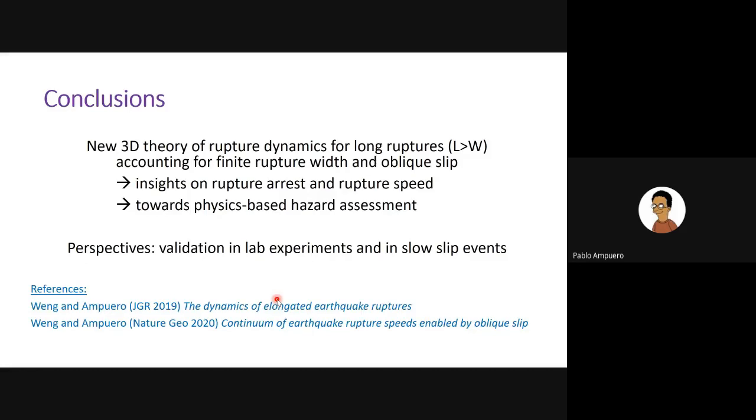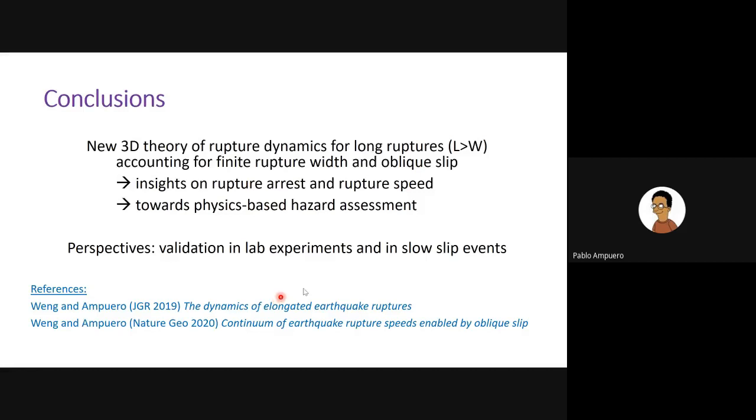Among the perspectives are the validation of these findings in laboratory experiments. We can design laboratory experiments where we control and where we limit the rupture width, and also in observations, right? Unfortunately, observations of real earthquakes across multiple cycles and multiple segments are scarce, right? We haven't observed yet the same fault operate across multiple earthquake cycles, because the earthquake cycles take centuries.